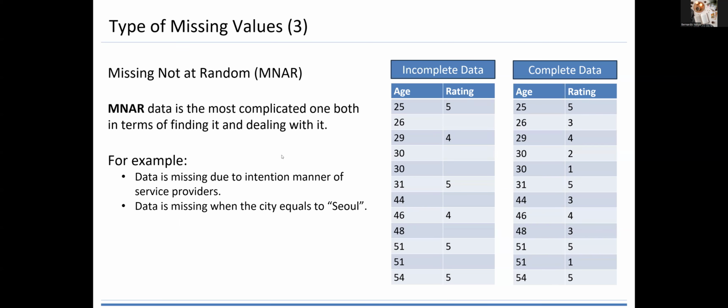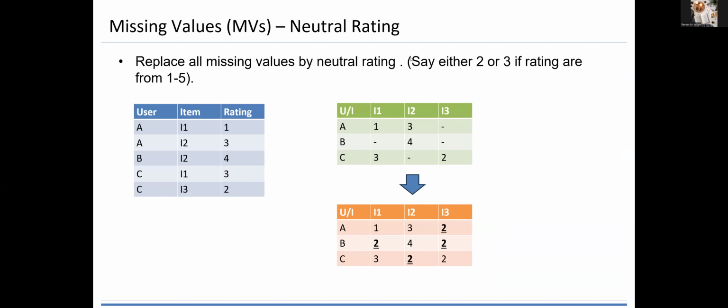So how can we handle the missing values? The first, we can just put a neutral rating. If the missing value is not that high, we can replace all missing values by a neutral rating. So for example, if neutral is 2 or 3, out of 1 until 5, then let's put 2, for example.